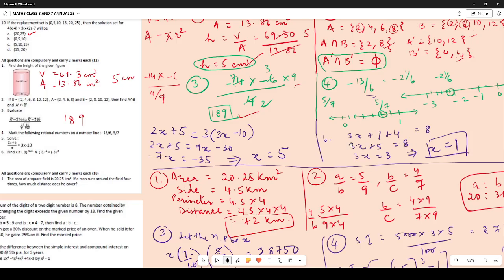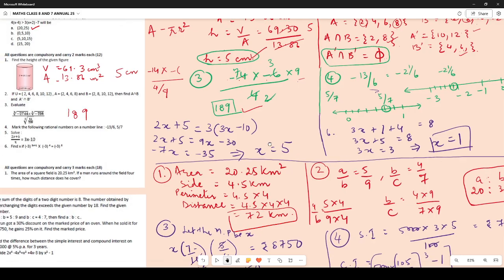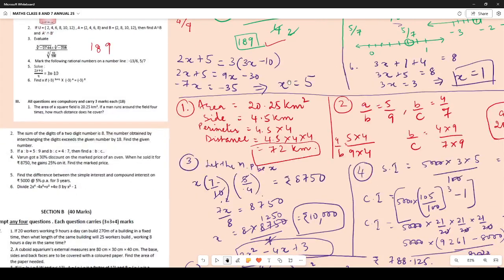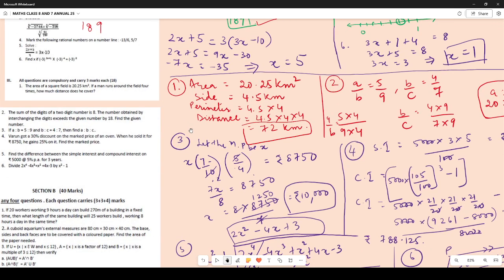So what do we get over here? 3x plus 1 plus 4 is equal to 8. So 3x plus 5 is equal to 8. 3x is equal to 3. That means x is equal to 1. So that is the solution for question number 6. Now let us move on to the next questions.